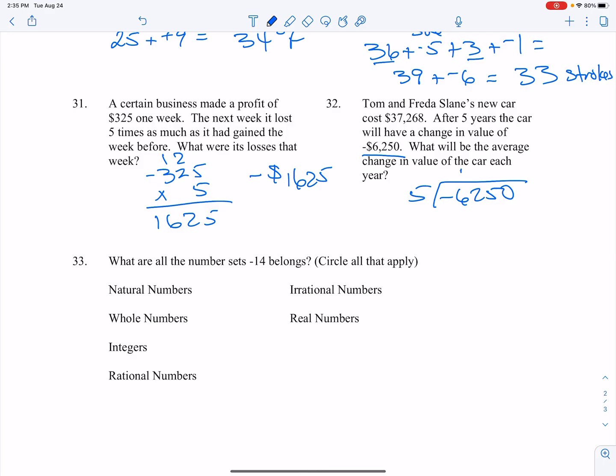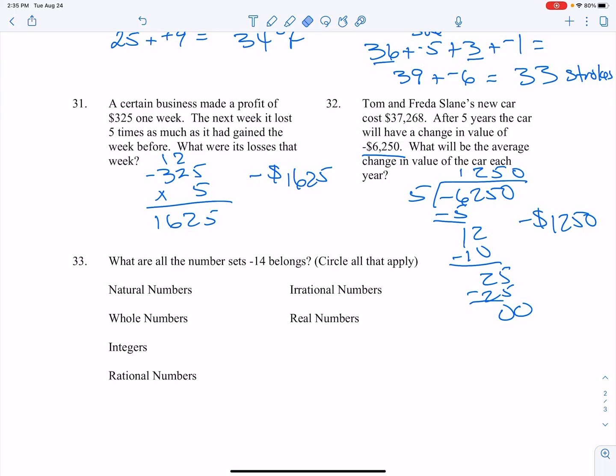So 5 goes into the 6 one time. Okay, bring down. 5 goes into the 12 2 times. You get 10. Subtract, bring down. 5 goes into the 25 5 times. Get 25. Bring down the 0. 5 goes into 0 0 times. So what's the average change? Negative $1,250. Last question. What are all the number sets negative 14 belongs to?